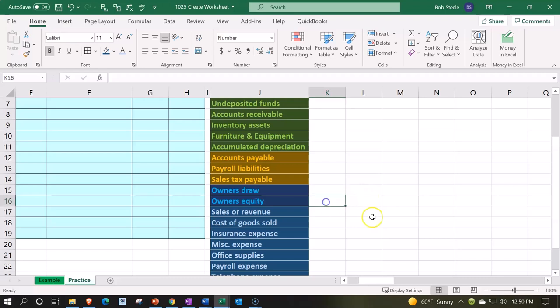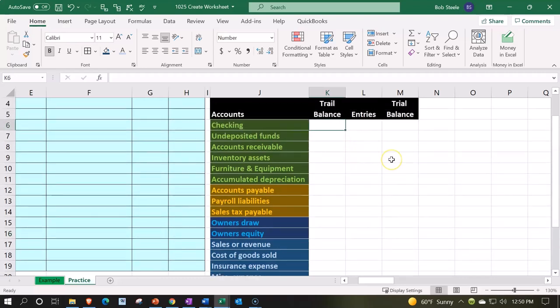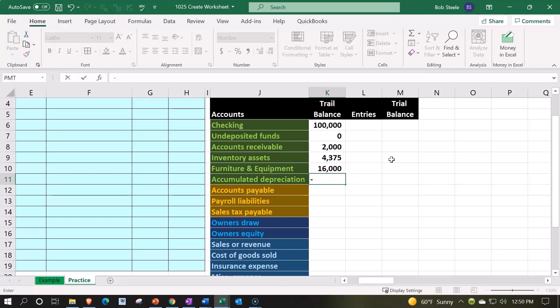is going to be like the equity. So for example, I might do something like this: I want 100,000 for cash, nothing starting off in the undeposited funds, accounts receivable 2,000, let's say, and then inventory 4,375, let's say. I know that's a weird number, but then I'm going to say 16,000 for furniture and fixture, and the accumulated depreciation should be negative 4,000 or something, negative something, because it's a contra asset account.